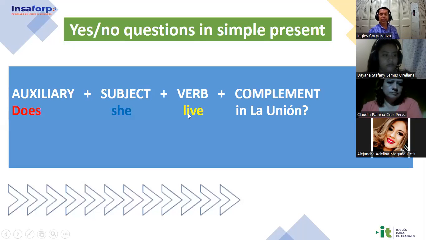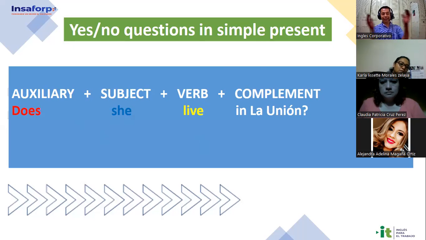Look, does she live in La Unión? Auxiliary does. Subject she, verb live, right? Y nuevamente, quiero remarcar que el verbo live no lleva S. ¿Alguien me puede explicar por qué no le agregamos S? ¿Qué no dicen? Porque lleva el auxiliar. Yes. Thank you. Eso es lo que nos íbamos a memorizar ayer, ¿verdad? De auxiliar. Okay, does she live in La Unión?